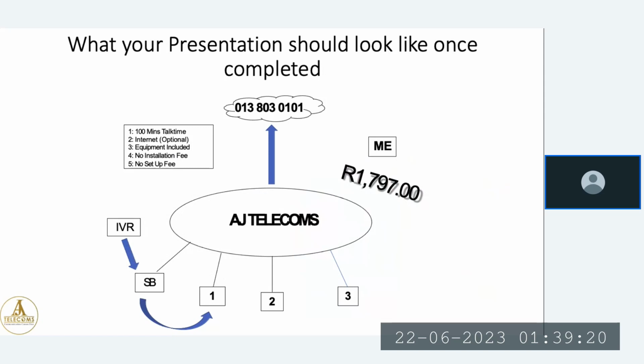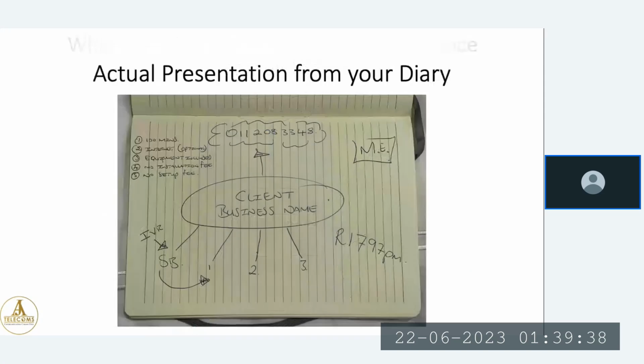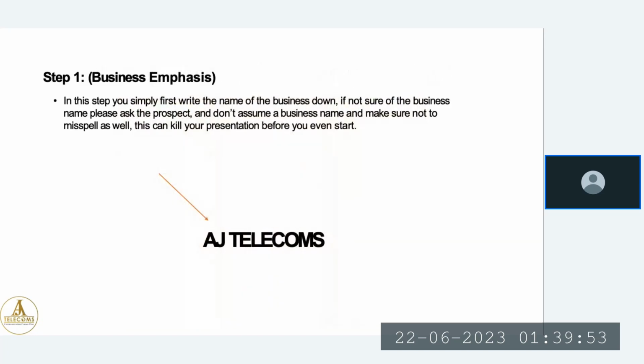Now, what is your presentation and what should it look like? So this, what you're seeing in front of you right now, is what your presentation should look like once it's been completed. So we're going to go step by step on all these illustrations. And then once done with all these steps, this is exactly what your presentation will look like. These are all the 12 steps brought together into one picture. And again, this is an actual presentation from your diary. So remember I said you need to own an empty diary. So this is what the presentation will look like when you have now done it in front of your prospect inside your empty diary.